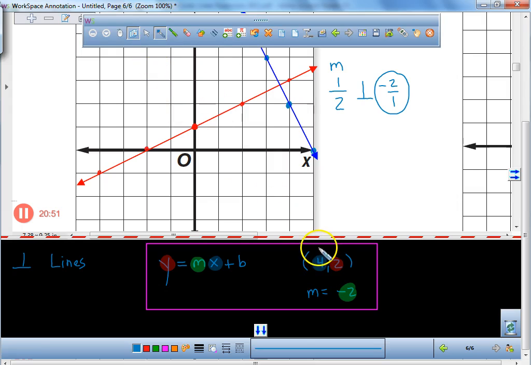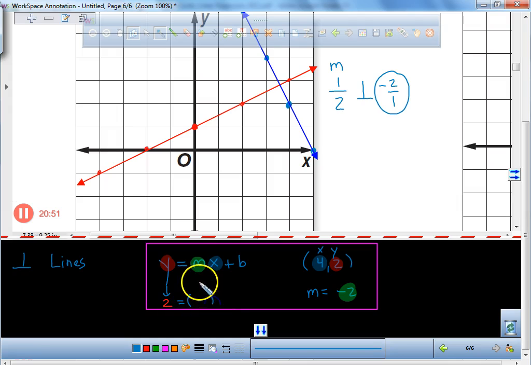Just remember, this is my x value. This is my y value. What number am I going to plug in for my y? The number 2. What number am I plugging in for my slope? Negative 2. What number am I plugging in for my x coordinate? 4. And that's going to help me solve for my y-intercept. So right now, here's my equation, everybody. I know it's y equals negative 2x plus something. But what am I solving for? I've got to solve for my y-intercept.